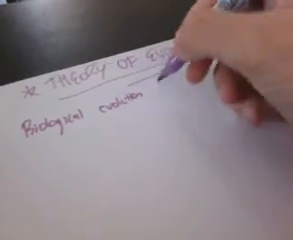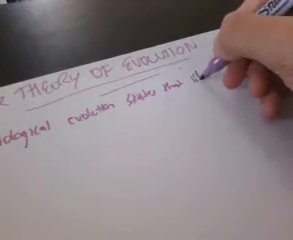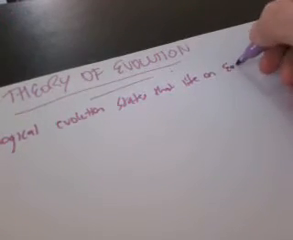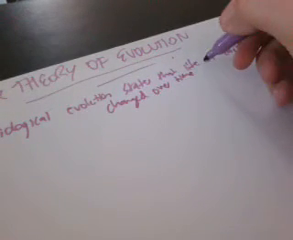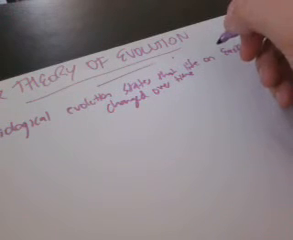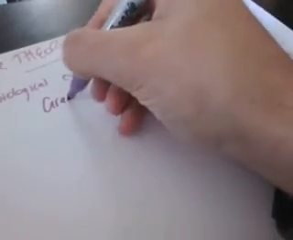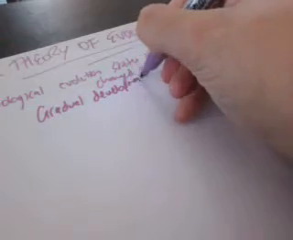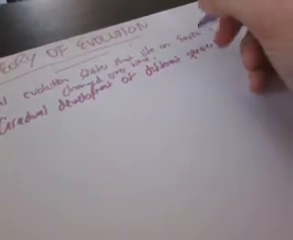Biological evolution, the theory of biological evolution states that life on Earth has changed over time, and also I should mention, the gradual development of different species came from a common ancestor.